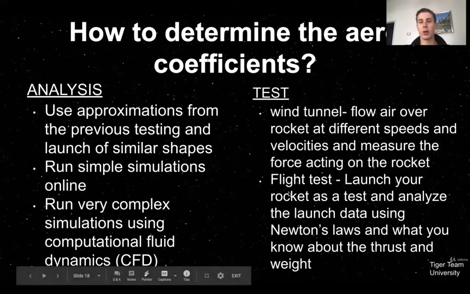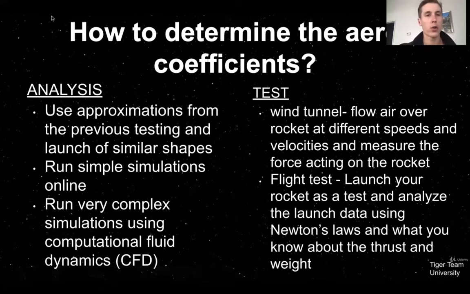Now on the test option, you have more options. And we do these things as well with model rocketry and at SpaceX. So the wind tunnel test flows air over a rocket at different speeds and velocities and measures the force acting on the rocket. You can also do a flight test without even knowing your coefficient of drag yet and analyze how high and fast your rocket went during flight, and then back out the coefficient of drag based on what your thrust was and what your weight was, which are much more easy quantities to measure.